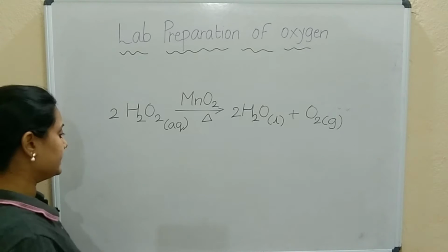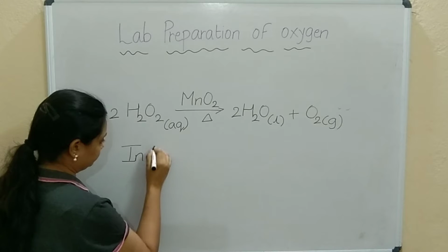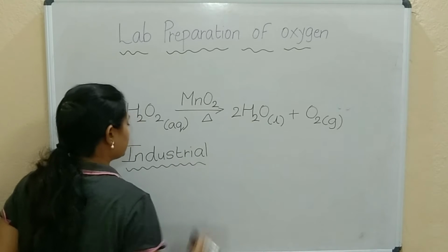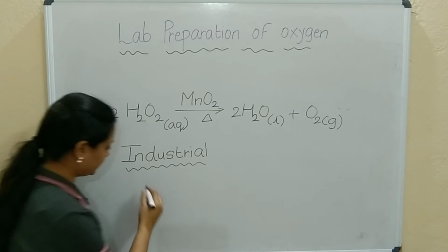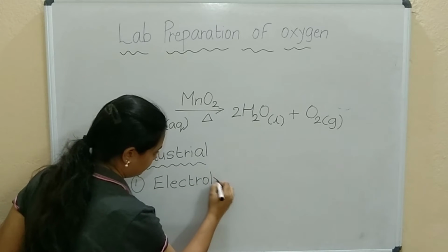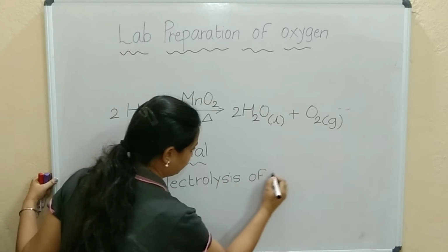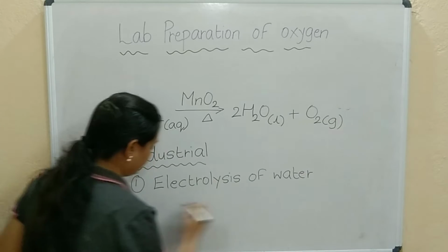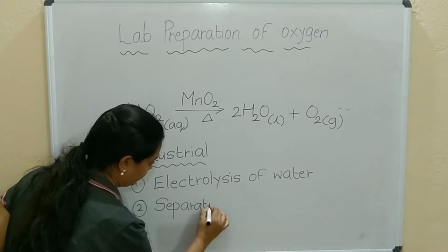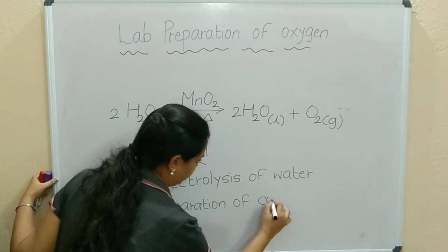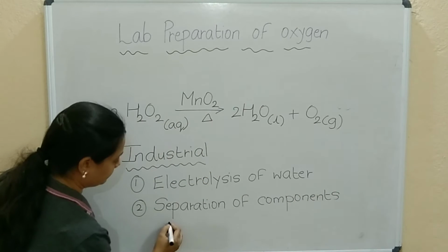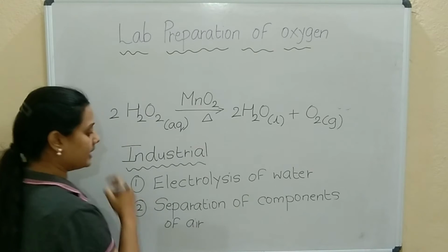Now let us check the industrial preparation. Industrial preparation is done by two methods. The first one is electrolysis of water, and the second is separation of components of air. So these are the two methods used to produce dioxygen industrially.